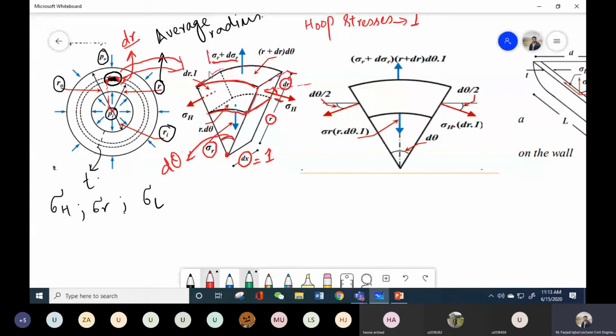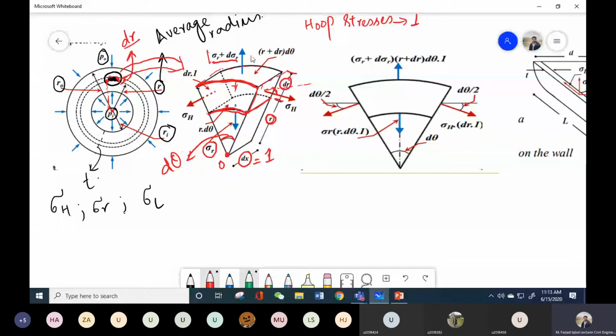And the other thing is, what is this area? This area over here on which the radial stresses are acting. So can anyone tell me what this arc length is? So this distance from this point, let's call it O, to the top is R plus dr, right? So this arc length is basically (R plus dr) into d theta.